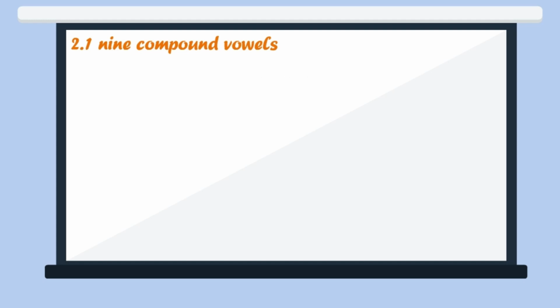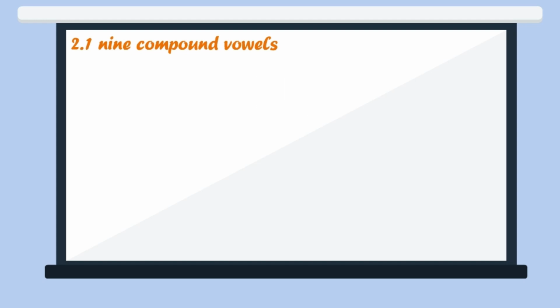The eighth compound vowel, uo. Also a rising compound. This sound can be produced by first pronouncing the simple vowel u, and then followed by another simple vowel o. Please repeat after me.